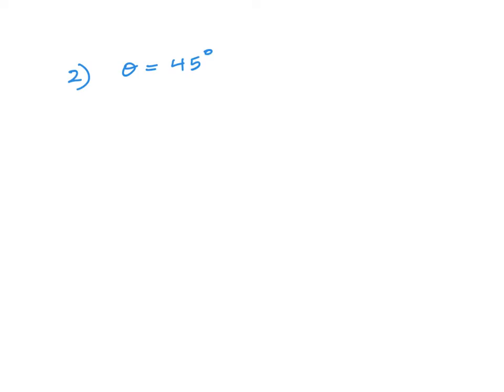What is theta? Inverse tangent of y over x is equal to 45 degrees. So remember the rules. r squared equals x squared plus y squared. x equals r cosine theta. y is r sine theta. And theta is inverse tangent of y over x.